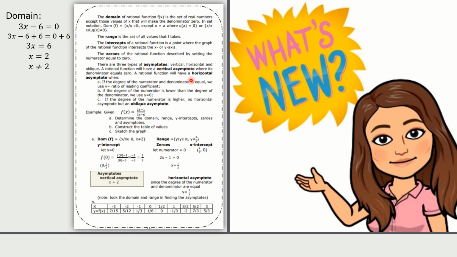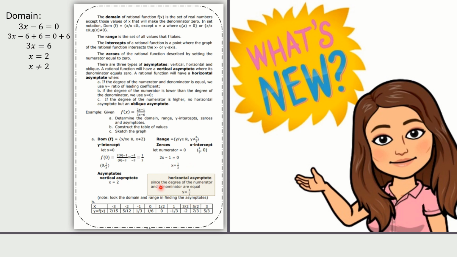Now, let us see if this function has a horizontal asymptote. Looking at the function, the highest degree of the numerator is 1 and the highest degree in the denominator is also 1. Since they have the same degree, we use y is equal to the ratio of the leading coefficients. Thus, we have y is equal to 2/3. The leading coefficient of the numerator is 2. The leading coefficient of the denominator is 3.